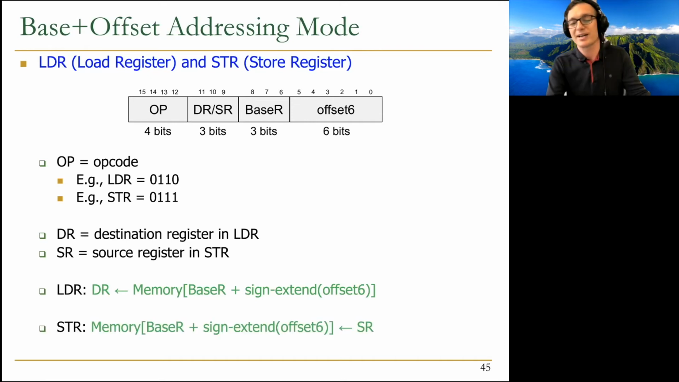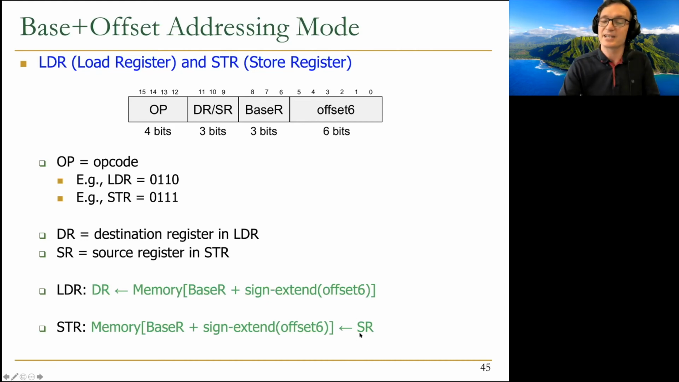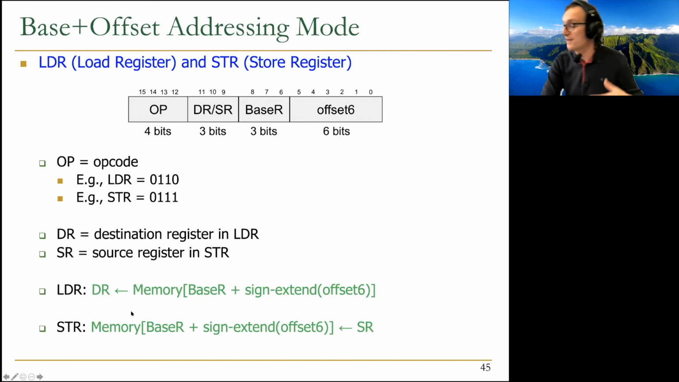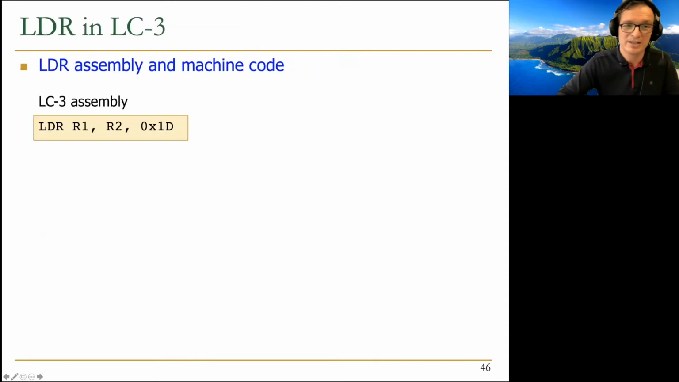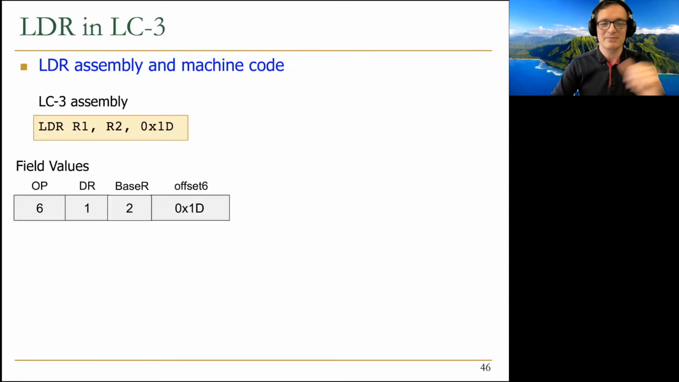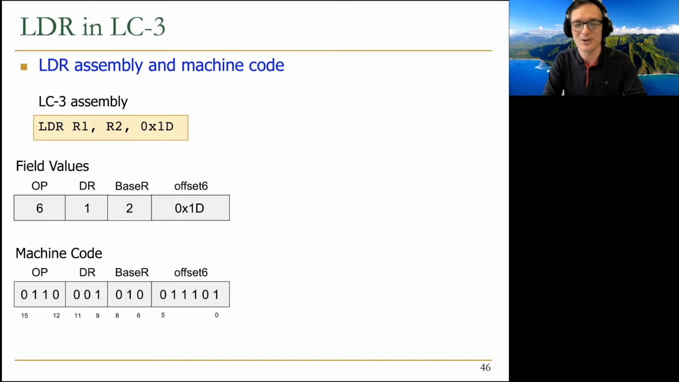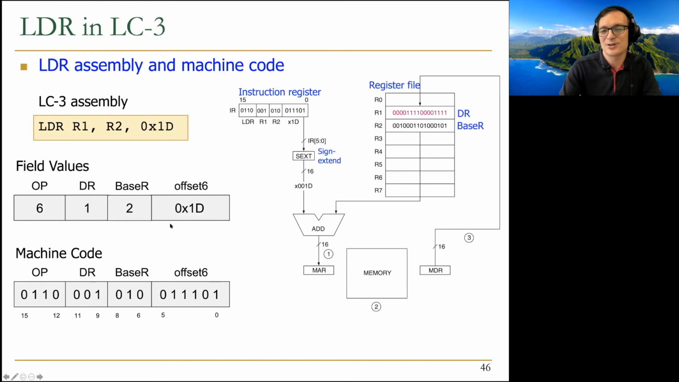And store is exactly opposite. You don't load the data into the destination register, you store the data in the source register into the memory location specified by the base plus offset addressing mode. So again, very quickly, you can see what I'm doing basically. I'm going through all of the instructions like this. And this looks also very similar.